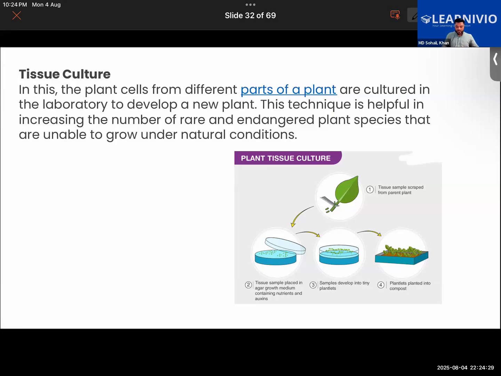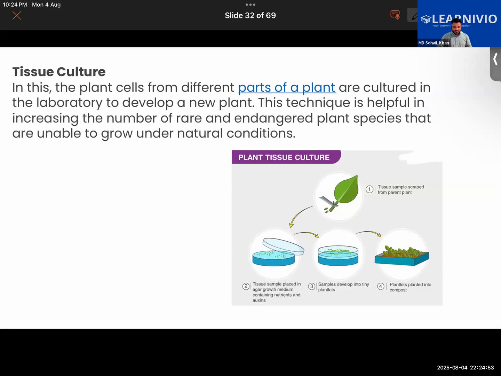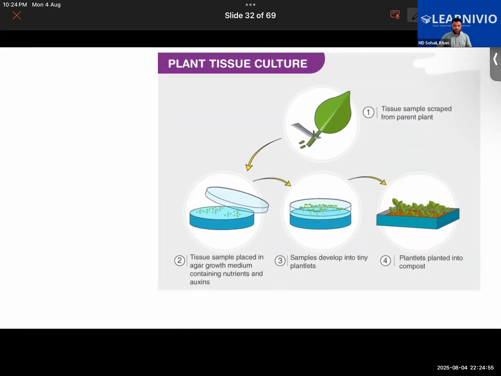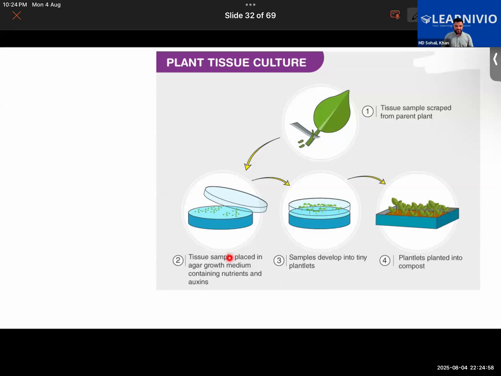In this, we will take a sample from different parts of the plant. We can take a tiny amount of sample from the stem or from the leaf or from the roots. So a tissue sample is scraped from the parent plant. A small amount of it is taken out with the help of a blade. Then we'll be putting it in a special kind of substance called agar.